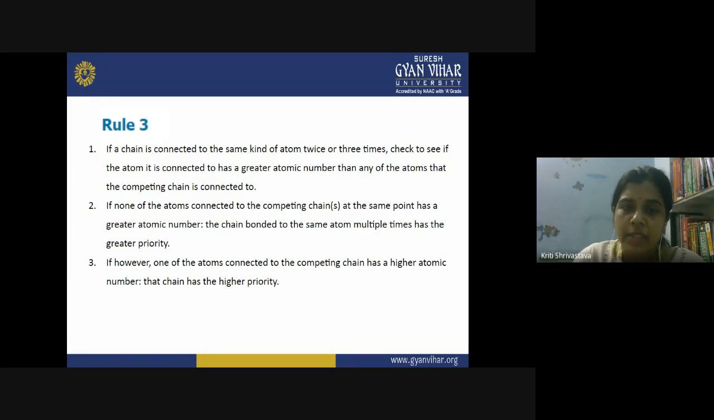If none of the atoms connected to the competing chains at the same point has a greater atomic number, then what will you do? The chain bonded to the same atom multiple times has the greater priority. So the chain containing a multiple bond will be given priority in this case. And if one of the atoms connected to the competing chain has a higher atomic number, then that chain has the higher priority. So the first thing that you will see is the atomic weight, and after that, if they are similar, then you will consider all these rules.